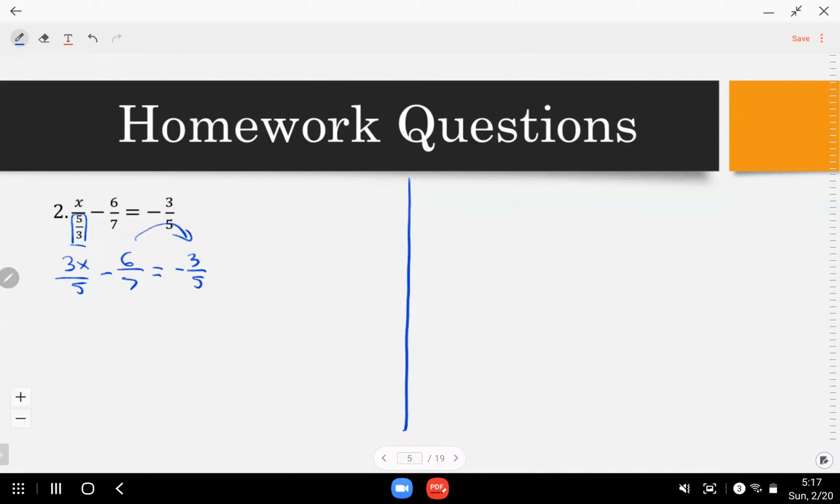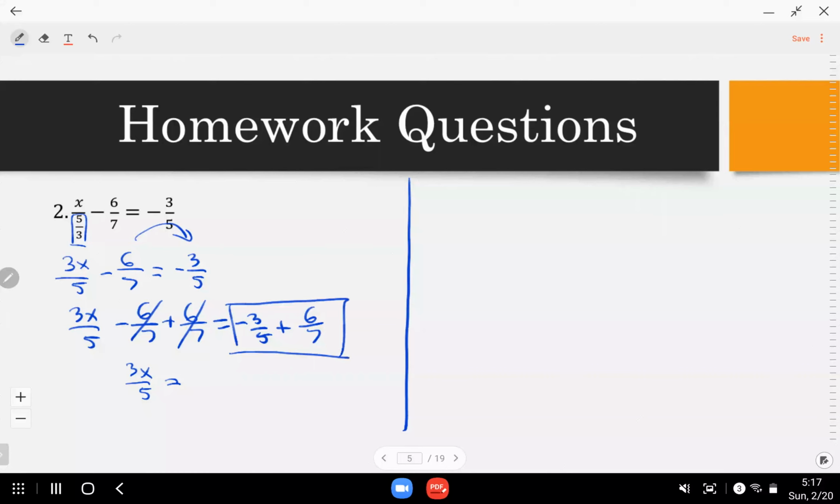So what do I do here? I add 6/7 to both sides, of course. And of course, this cancels out. Then I'm left with this. Very ugly number right here. Very painful to try to add these fractions, right? So this is not a very efficient method. In this other side, I'm going to show you another more efficient method. But first, let's finish this.